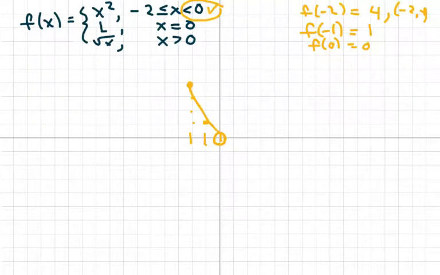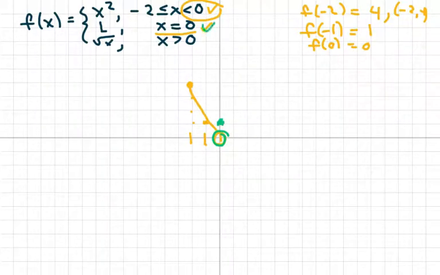All right, now we're going to go back to 0 here. This is our second piece, and at 0 it equals 1. That's a point. So we have an open circle here, but a closed circle here, because that's where it equals.